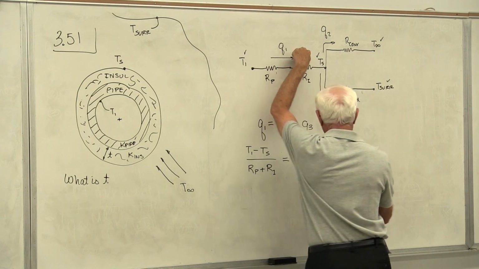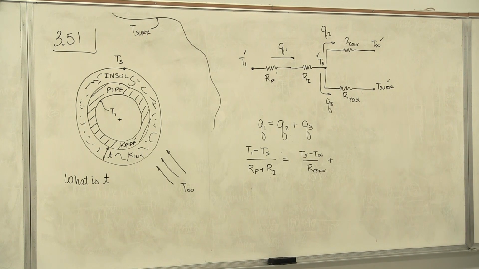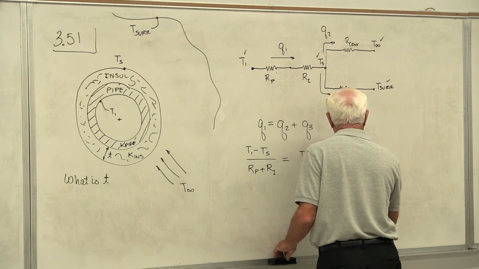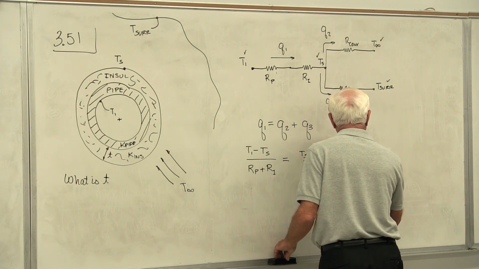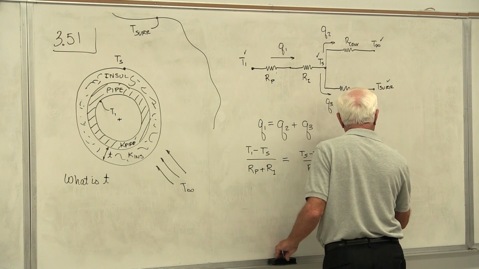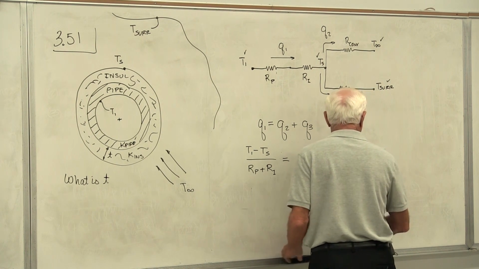Plus radiation. I don't want to use a resistance for radiation. I can, I'll explain how in just a minute, but I don't want to. I know what radiation is. It's epsilon sigma A times TS to the fourth minus T infinity to the fourth, or T surroundings to the fourth.